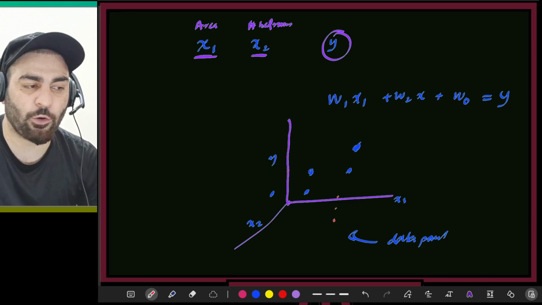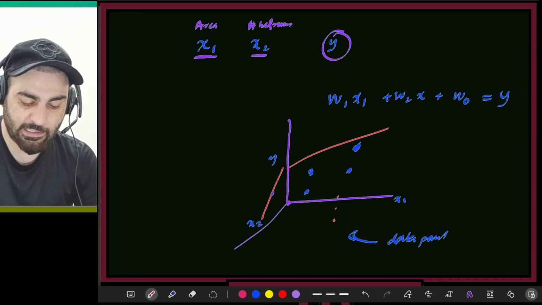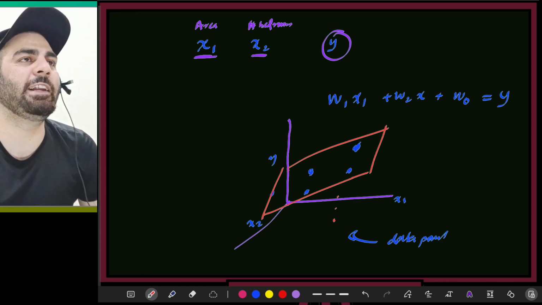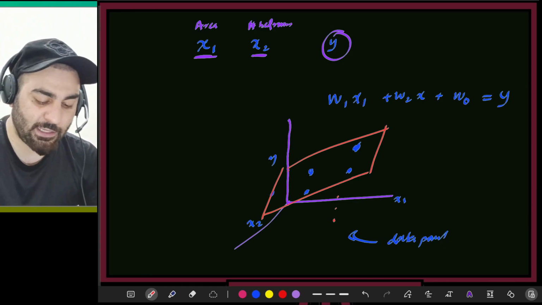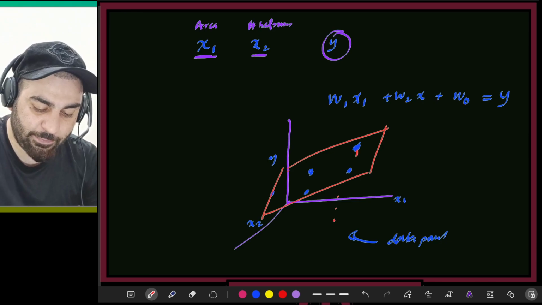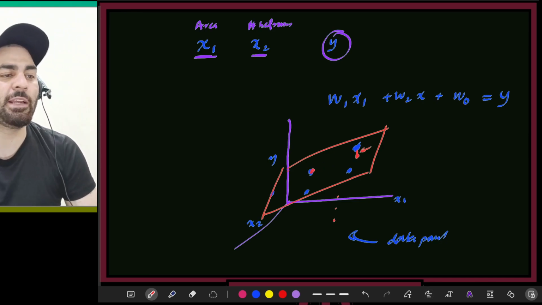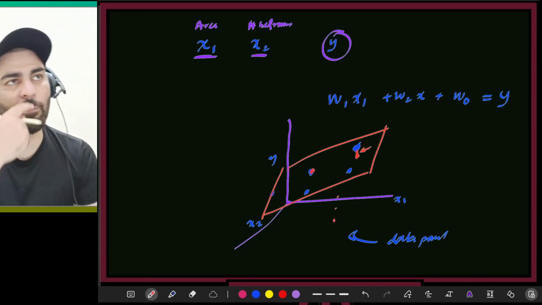Now I'll try to fit a plane onto this. The plane will look somehow like this, and all these points should lie on the plane. But if the data is not perfectly linear, there will be some error. Let's suppose the prediction should have been this, but it predicted somewhere around this. This is the error. If a point is perfectly on the plane, the error will be 0.